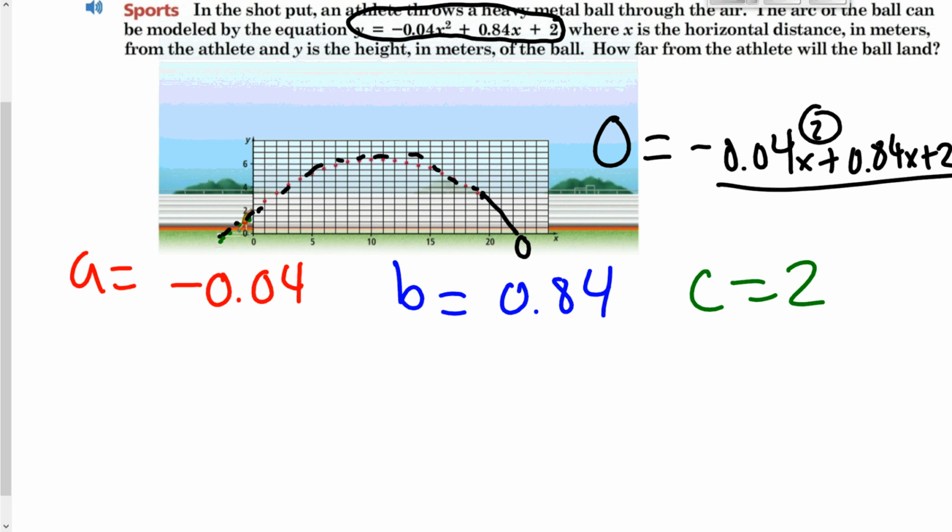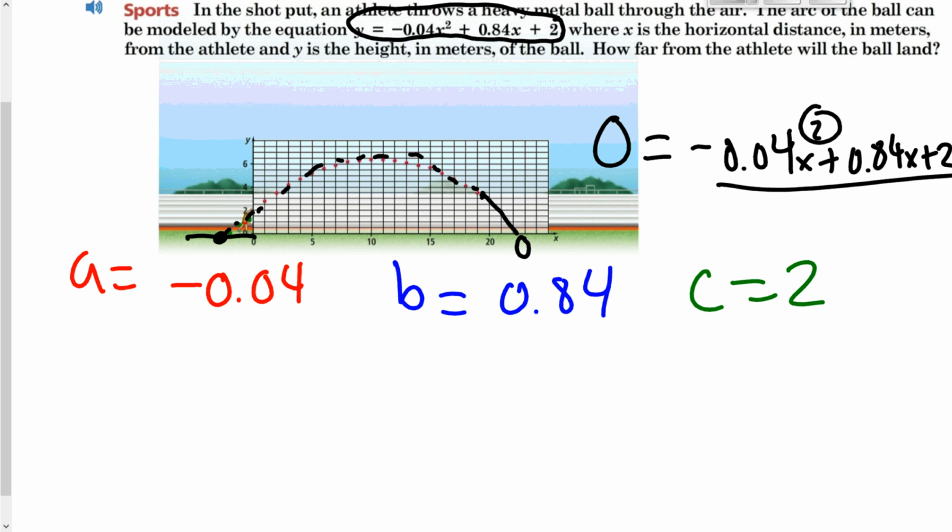One answer is going to be back here, so that's going to be negative, right? So we can throw that out because you're not going to throw it backwards. It's throwing it forwards, right? So we can take the positive answer. So there'll be one negative answer here and one positive answer here, and we can throw out the negative answer. Okay, so let's go ahead and do this.